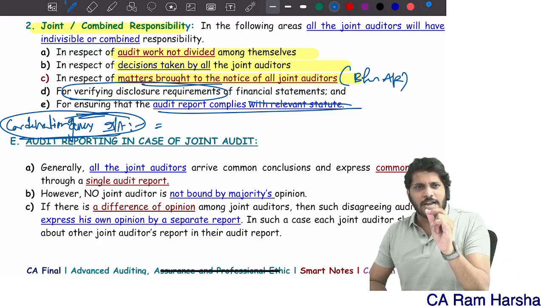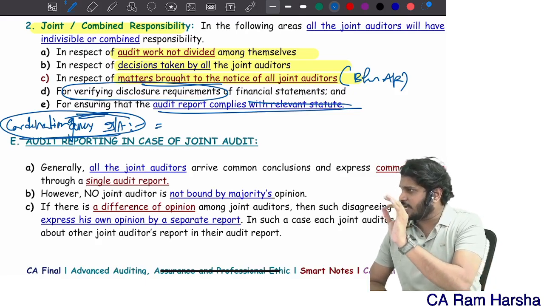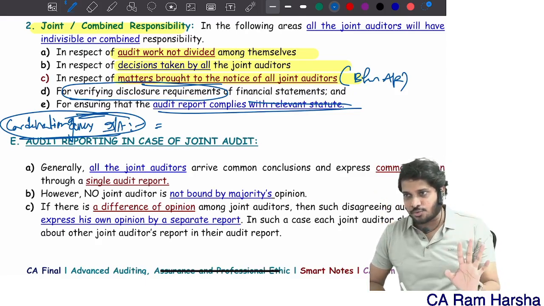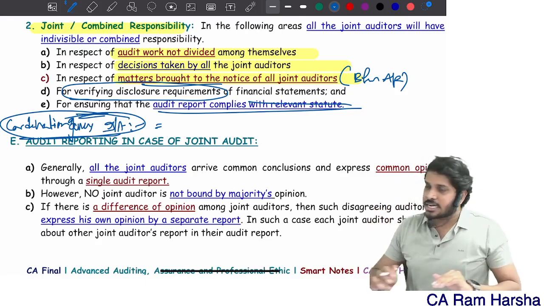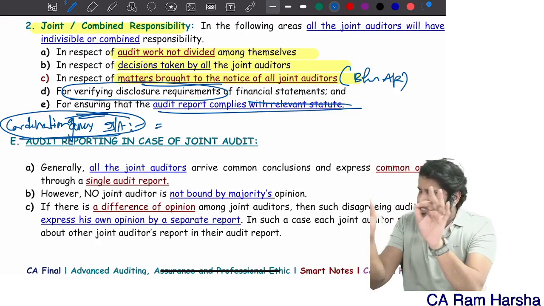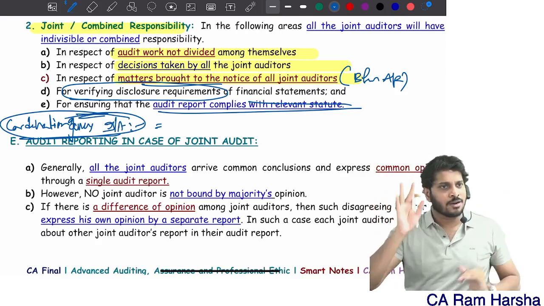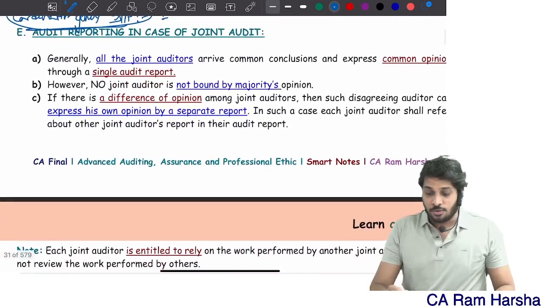In very few standards, not even few, 1 or 2 standards only, 1 or 2 elements we directly discussed in the question bank rather than discussing them here. One standard is joint audit. Rest all other standards, 100% of the content given in the IC book is kept here. Clear? Next.